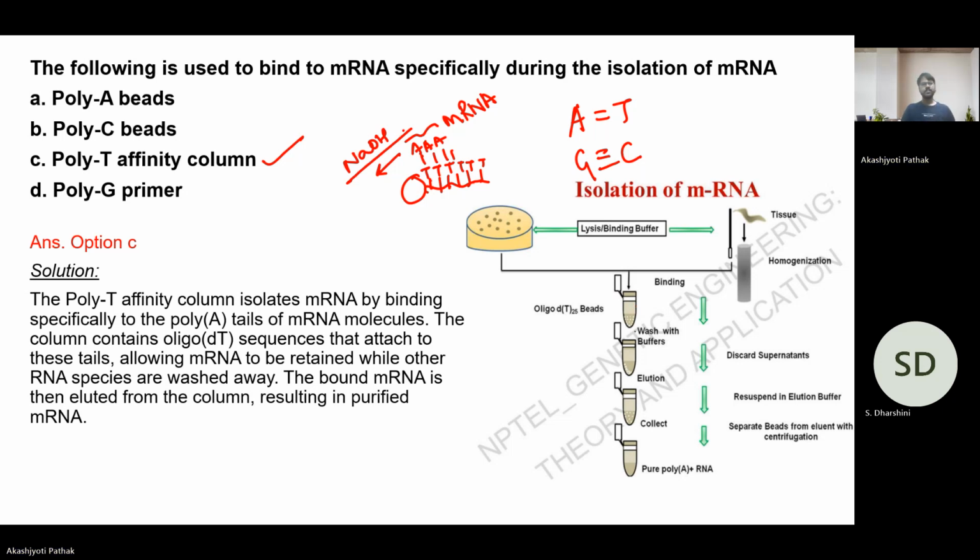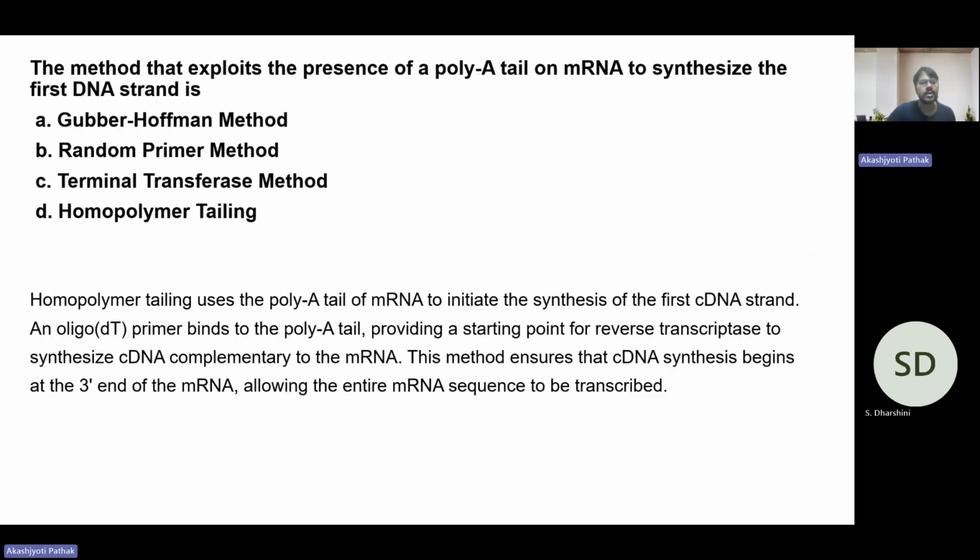The poly-T affinity column isolates mRNA by binding specifically to poly A tails of mRNA molecules. The column contains oligo DT sequence that attaches to these tails, allowing mRNA to be retained while other RNA species are washed away. The bound mRNA is then eluted from the column, resulting in purified mRNA. Okay. So I forgot the method that exploits the presence of poly A tail on mRNA to synthesize first DNA strand.